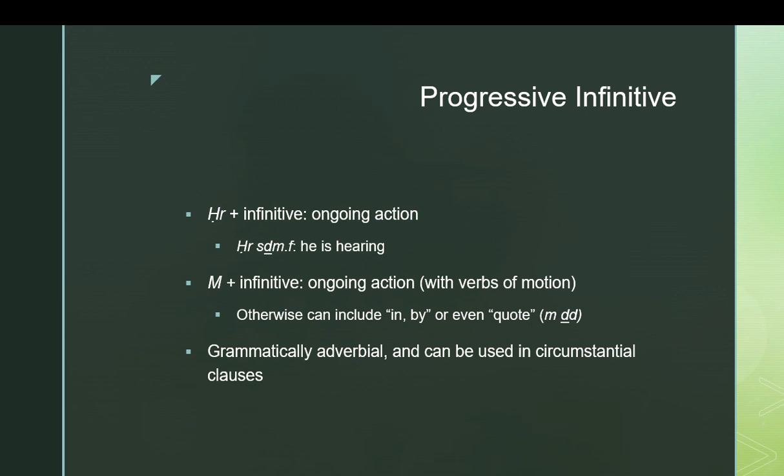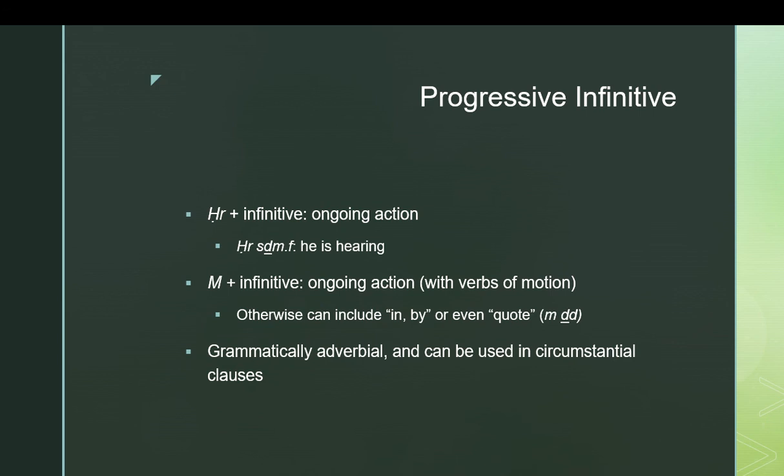Two prepositions are used for ongoing action. That is to say, progressive action, something like the English -ing form and how it is commonly used in the present perfect. These prepositions are her, usually meaning "upon," and em, usually meaning "in." Now, em only works with verbs of motion, peri and that kind of thing. Otherwise, it can mean "in" or "by." Em jed even means "quote." Her sejemef is "he is hearing." That's a pretty typical example.